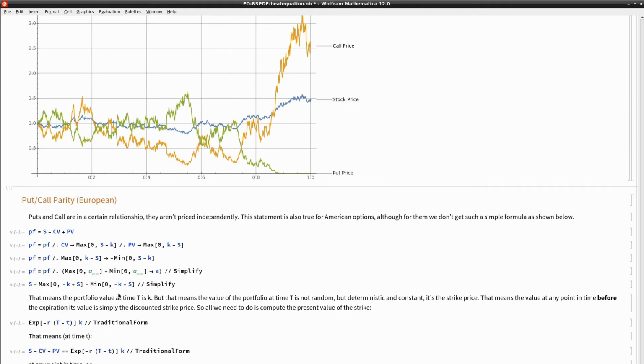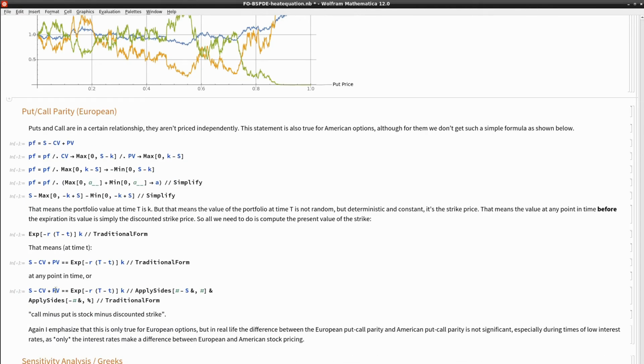Okay, next I want to derive a very important equation, and that is called the put-call parity. I have to emphasize that the following is only true for the European put-call parity. The American put-call parity is much more difficult. It is algorithmic. It's not just a simple formula. So the following is only true in the European case, where we get a very simple equation. Early exercise for the American options makes it much more complicated.